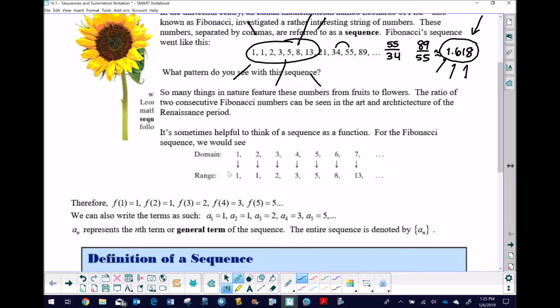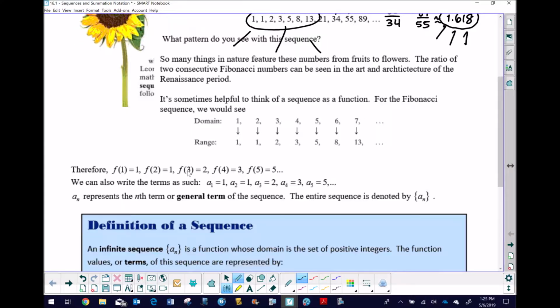So if we look at the Fibonacci numbers, 1, 1, 2, 3, 5, 8, 13, we think of them as being the output or the range of some kind of function, where the domain is simply the number at which the value occurs: the first number, the second number, the third number. All right? So we could conceivably use function notation.